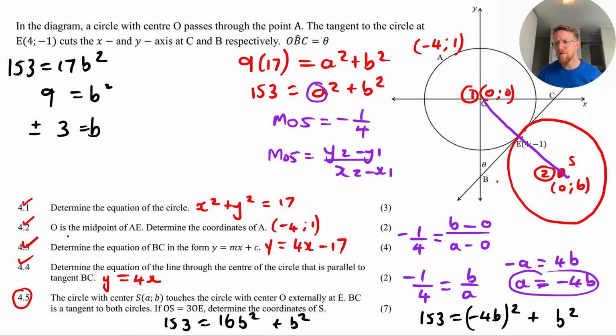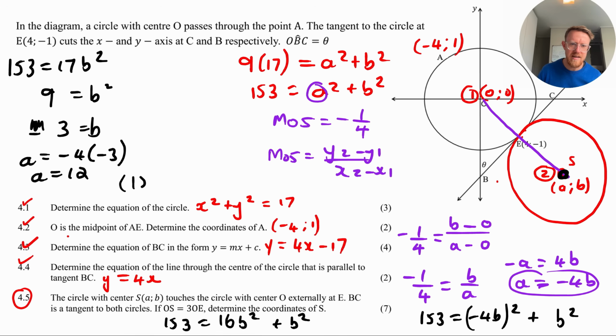Now, we can see from this where b is, you can see that this is a negative y value. So we're not going to have the positive one. We're just going to have negative 3. And then you're going to go plug into here to get a. So a would then be negative 4 times b, which is negative 3. And so a would be 12. And so is that all that they wanted? Determine the coordinates of S. It's going to be a as 12 and b as negative 3.